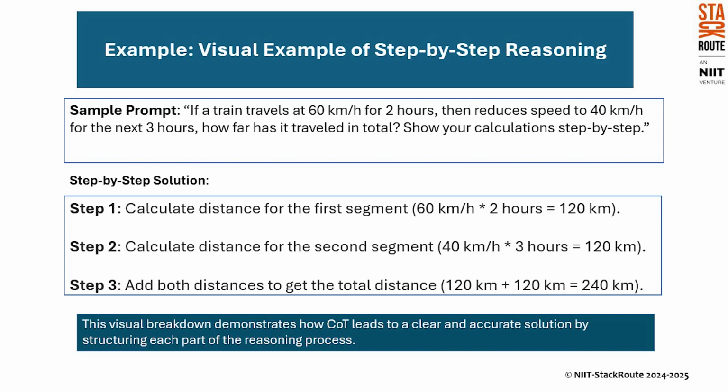Here's how a CoT approach might look. Step 1. Calculate the distance for the first segment. 60 kilometers per hour times 2 hours equals 120 kilometers. Step 2. Then calculate the distance for the second segment. 40 kilometers per hour times 3 hours equals 120 kilometers. Step 3. Finally, add both distances to get the total. 120 kilometers plus 120 kilometers equals 240 kilometers. This kind of breakdown shows how CoT prompting leads to a clear and accurate solution by guiding the model through each part of the reasoning process.